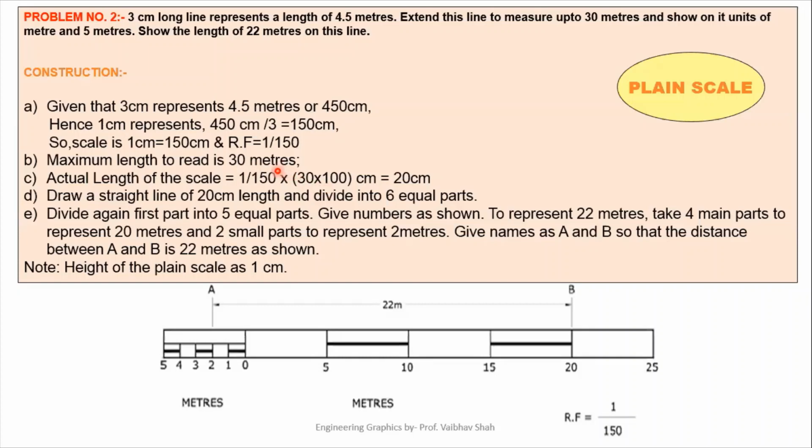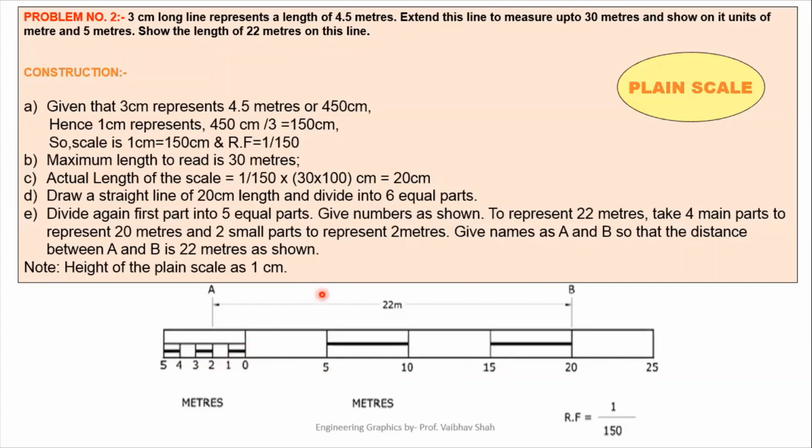So we know that 1 meter is equal to 100 centimeters. So try to put this 1 meter is equal to 100 centimeter here. So we'll be having this equation. After solving this equation, we'll be having this total length of scale is equal to 20 centimeter. So now we will construct one line of 20 centimeter length. So we have drawn this line of 20 centimeter length.